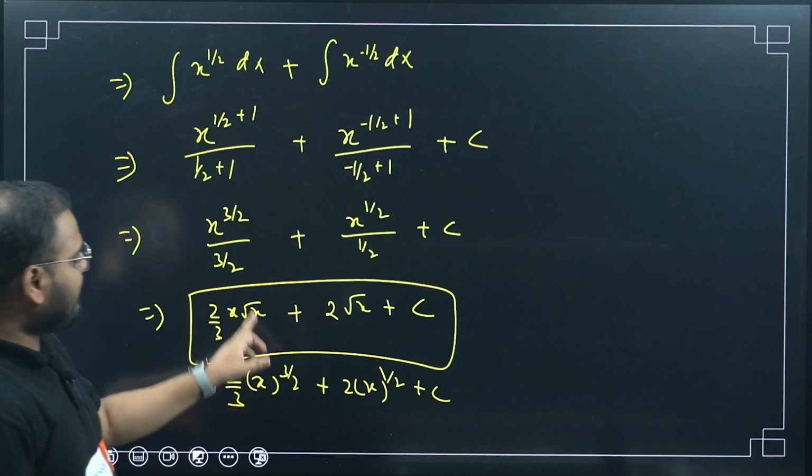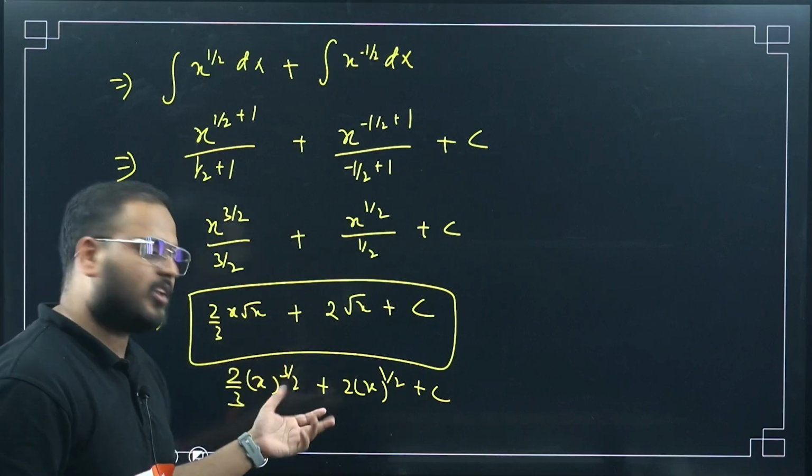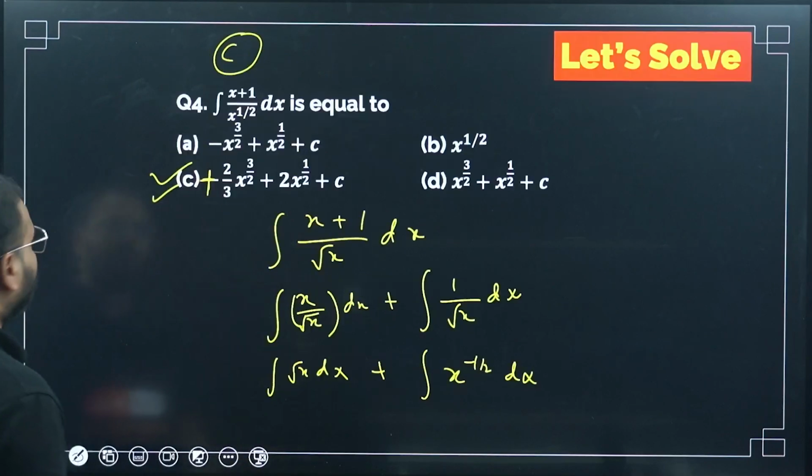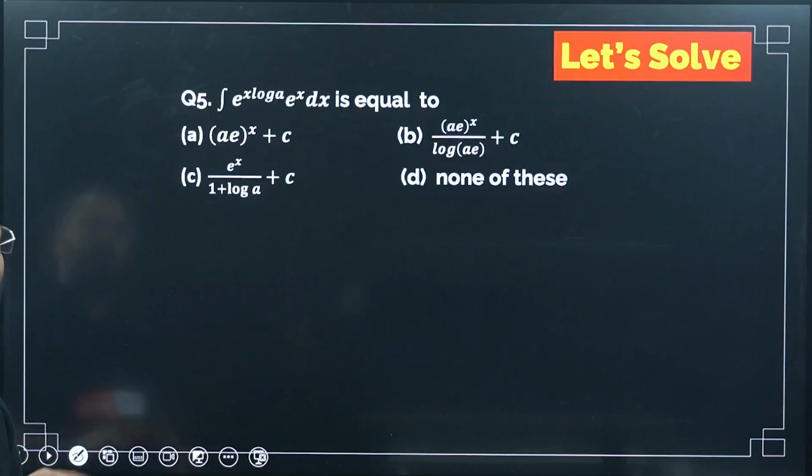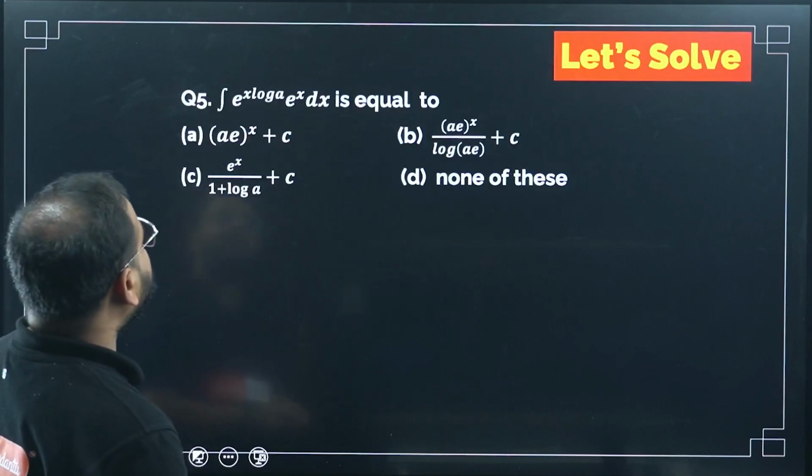Root x I can write as power 1 by 2. So 1 plus 1 by 2 is 3 by 2. Simply 1 by 2. Let's move on. I hope this is simple. Yes. Okay, now what? This thing you see.